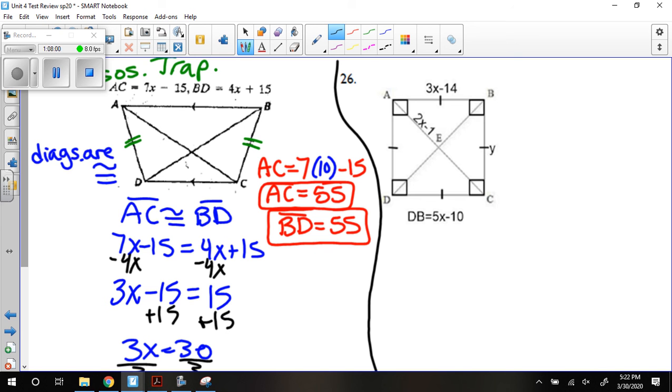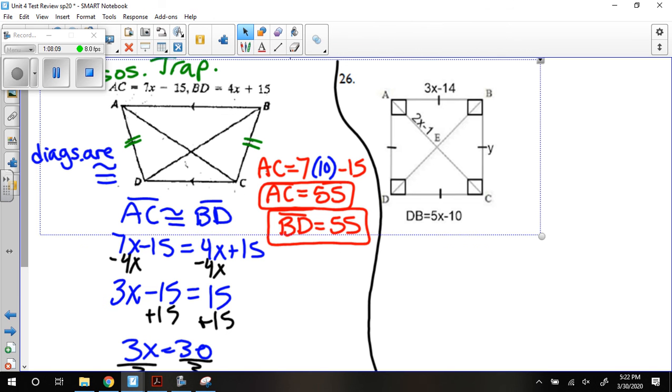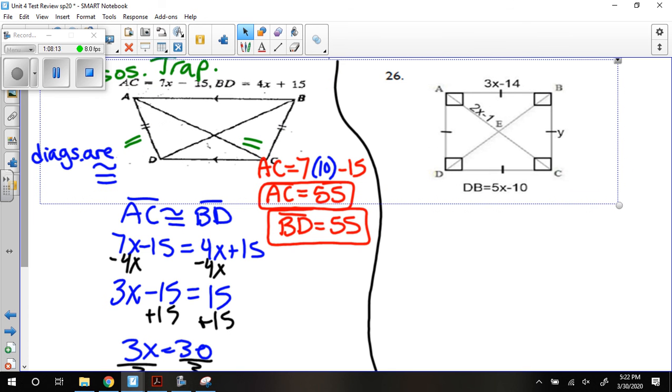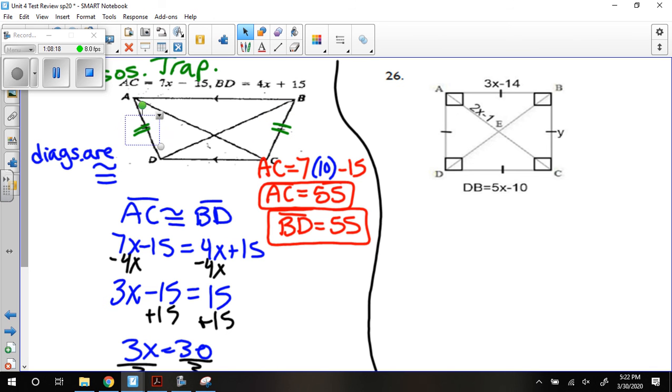Okay, number 26. Oh, buddy, this is supposed to look like a square, which means I need to fix my picture. It got skewed a little bit here. Okay, here we go. Looks a little bit more like a square. Let me just move these. Here we go. All right. So our square has 4 right angles and all sides are marked congruent.